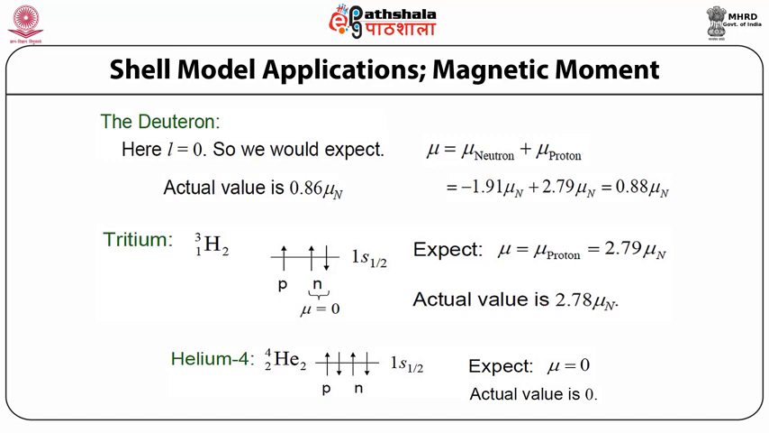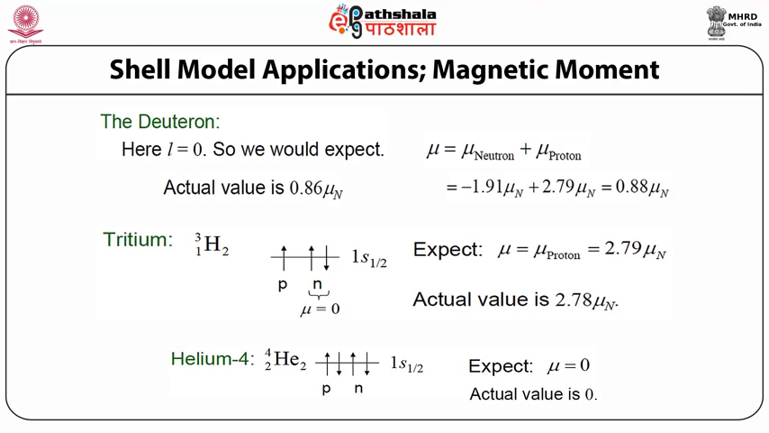Shell model applications, magnetic moment. Here in this slide, various examples have been discussed. For example, the case of deuteron. For deuteron, there is one proton and one neutron. So, both odd proton and odd neutron are in the 1s orbital. For s orbital, L is equal to 0. So, here L is equal to 0. We would expect mu is equal to mu neutron plus mu proton, that is equal to minus 1.91 mu n plus 2.79 mu n is equal to 0.88 mu n.